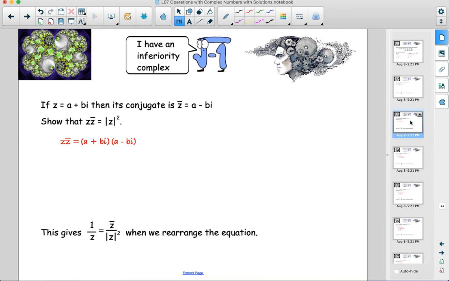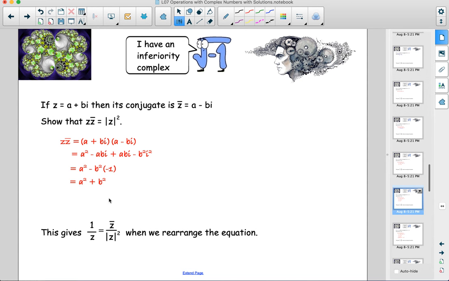All right, so working through this, z times the conjugate of z is a plus bi times a minus bi. We've learned how to expand that. We should get a squared minus abi plus abi minus bi squared. Or, we could jump directly to that because they are opposite binomials, but I did all the work for you. That is going to be 0. And of course, I'm going to replace i squared with -1. So I now have a squared minus b squared times -1. That becomes a squared plus b squared.